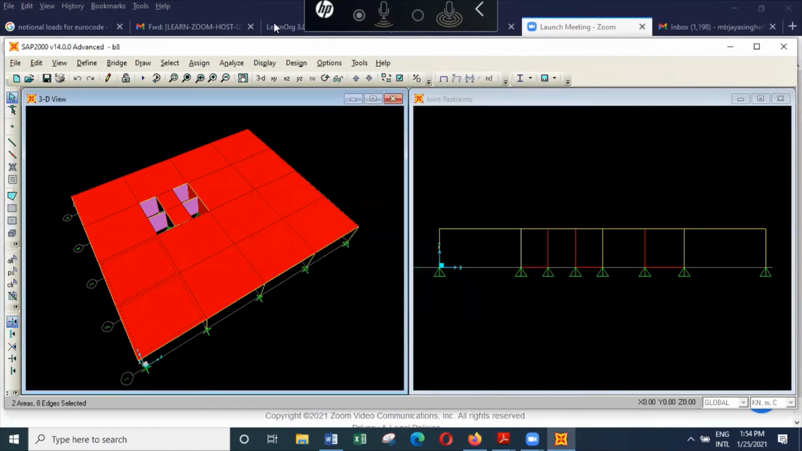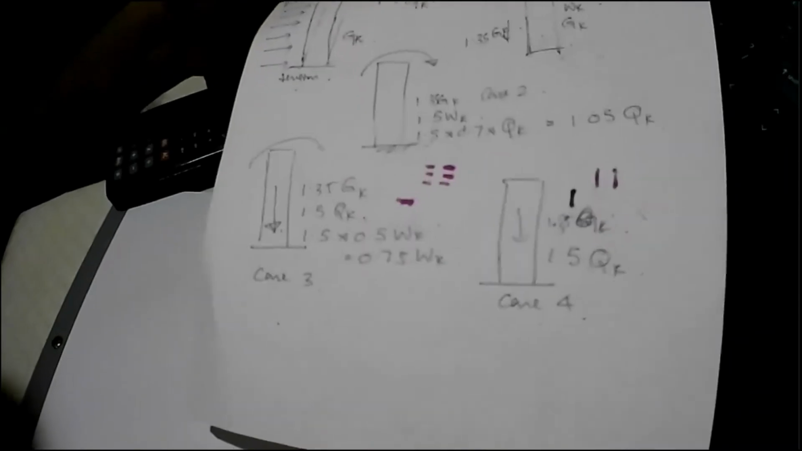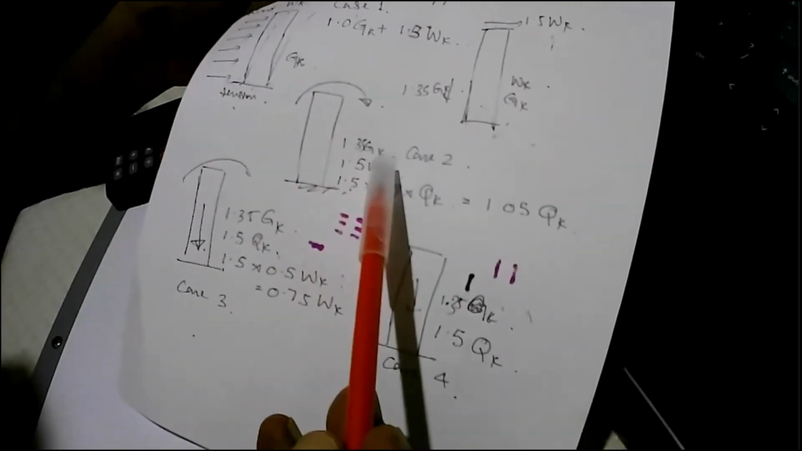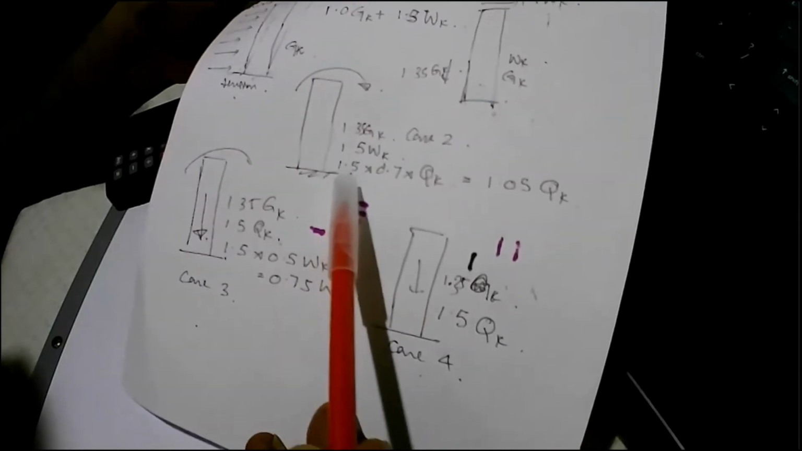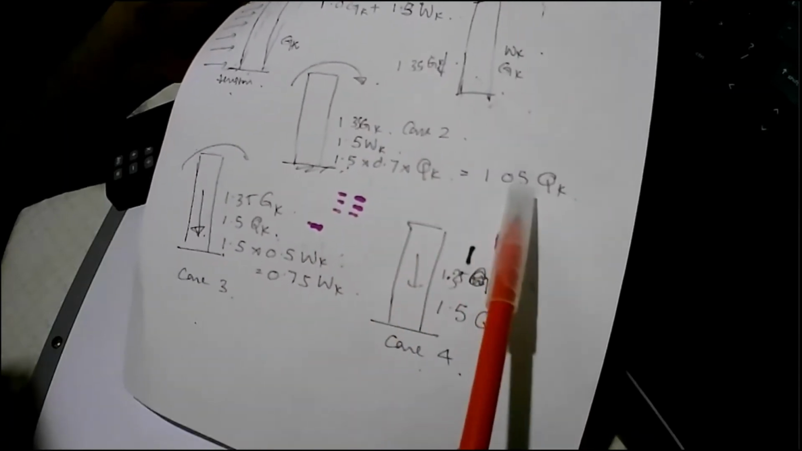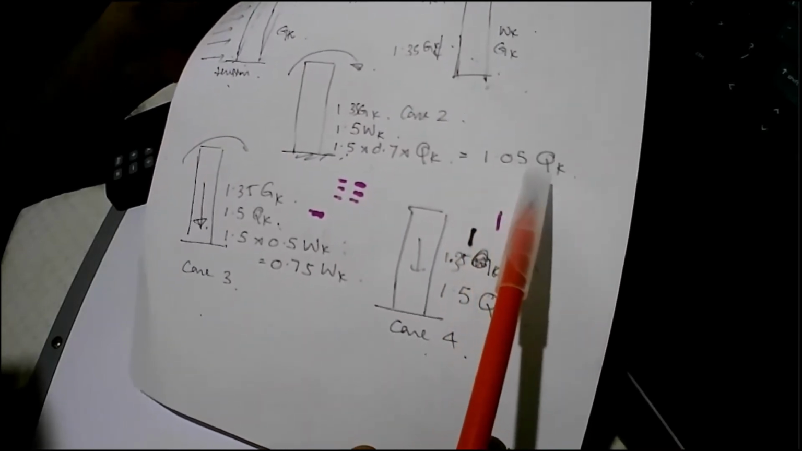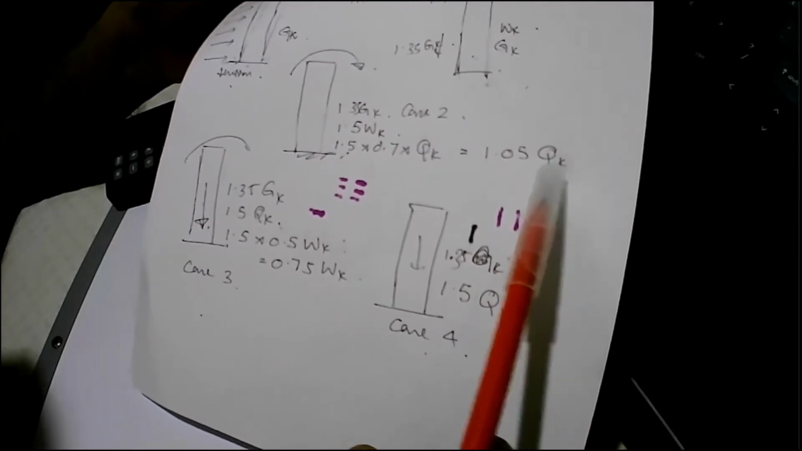So here you can see we have 3 combinations, and one is 1.0 GK, 1.5 WK. This one we said is not very critical. Then this one, 1.35 GK, 1.5 WK, and 1.5 into 0.7 times QK, 1.05 QK, but we consider only 50% of that. So that's why you get 0.525 QK.